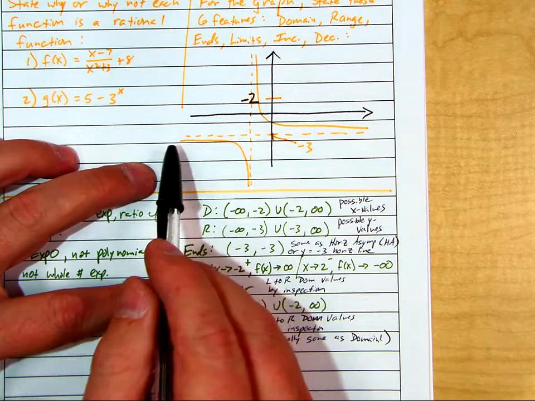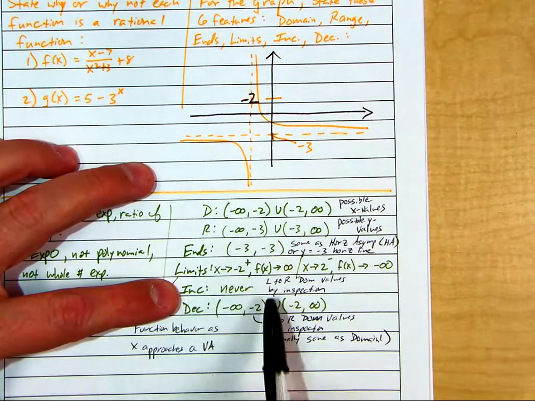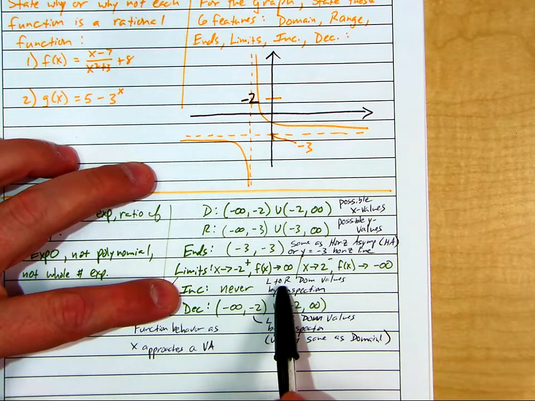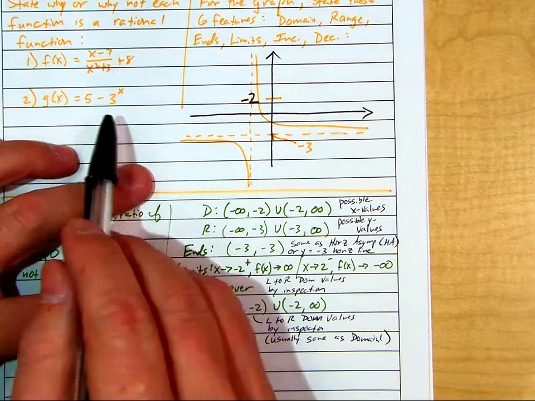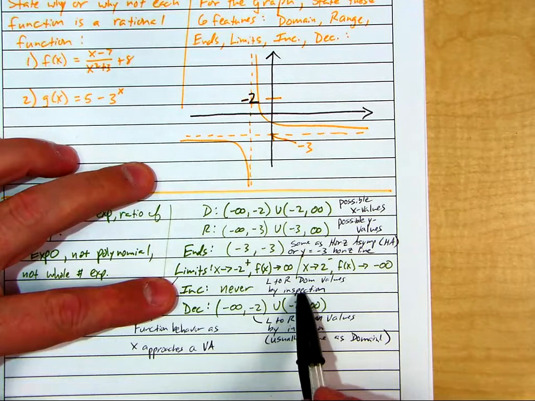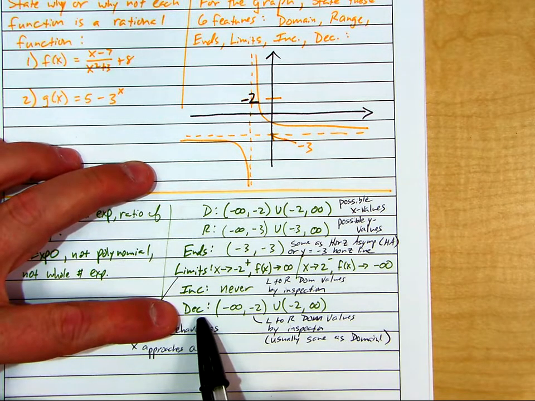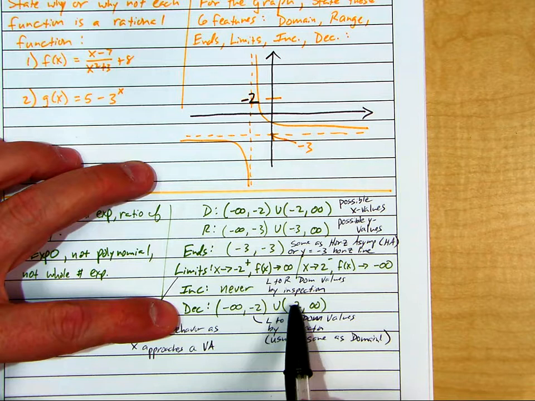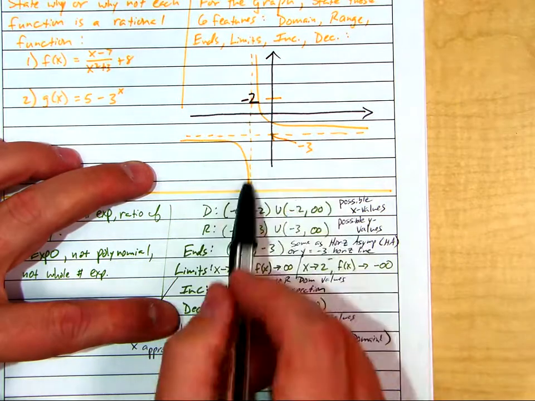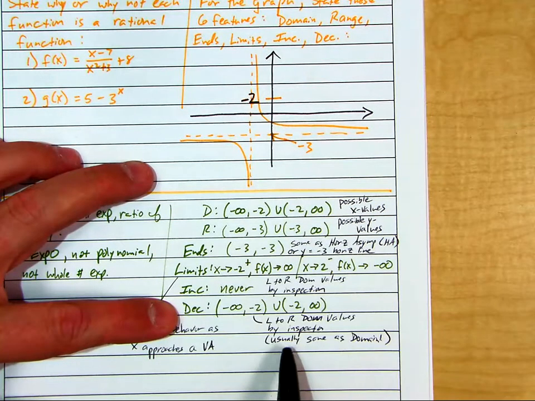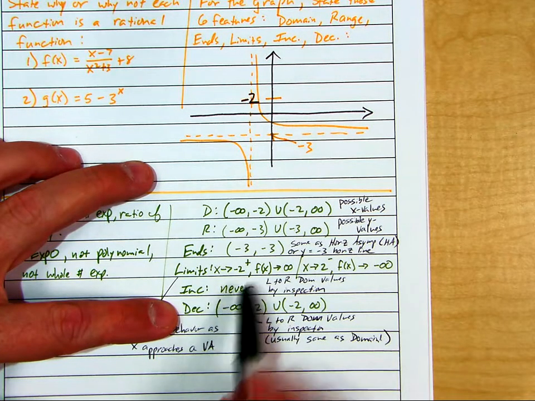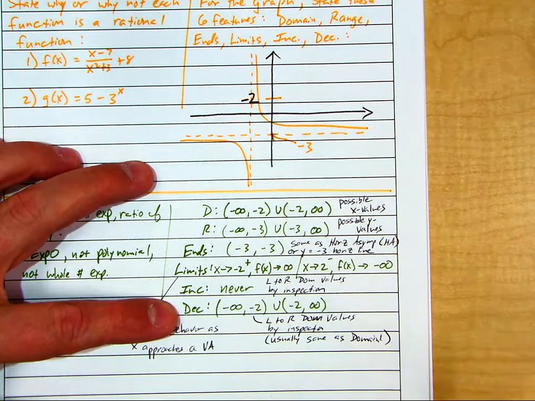This function never increases. It's always decreasing. So increasing is never. You get that by looking left to right, just like domain values. And we can see by inspection it's never increasing, but it is decreasing all over the place except at our negative 2, which is in this case the same as our vertical asymptote. Usually you can see this expression right here is the same as the domain. All right, that's it.